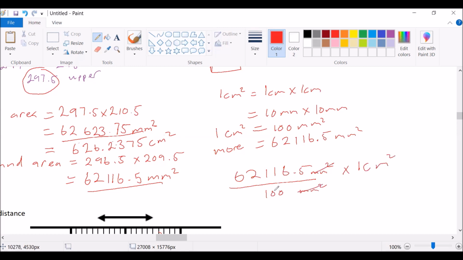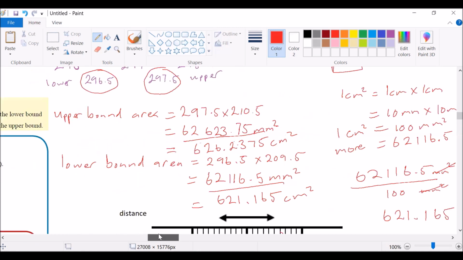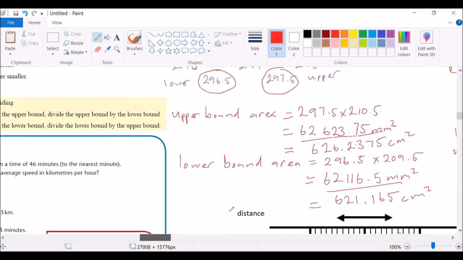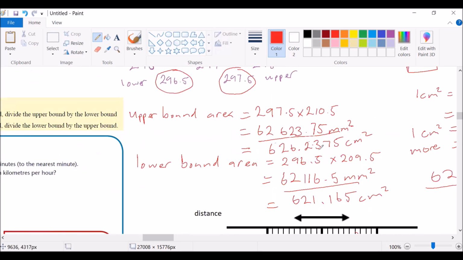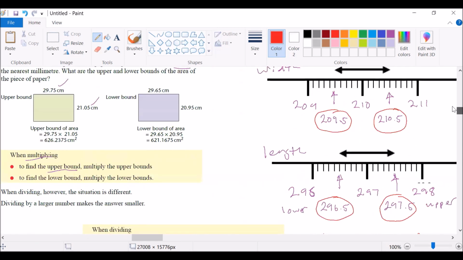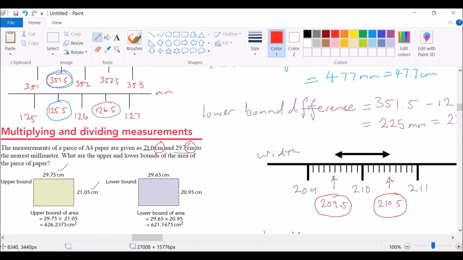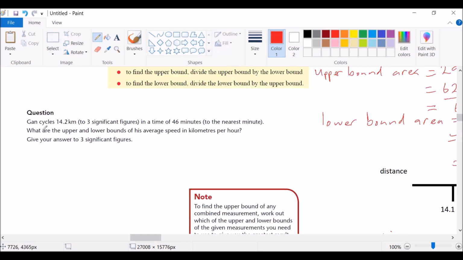Millimeters cancel out. 100 into there, we'll move the decimal point 2 times. Now we have 621.165 square centimeters. So our answer in square centimeters is 621.165. Okay, so we must give back answers in the form they came. If they gave us data in centimeters, our answers must come back in that unit, square centimeters. Let's look at this question.